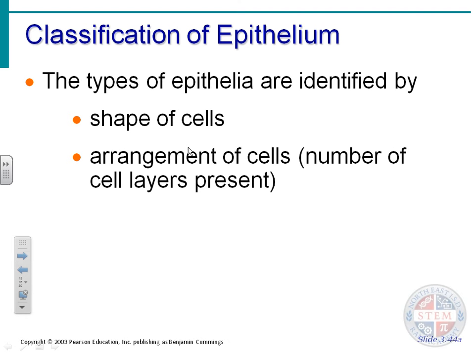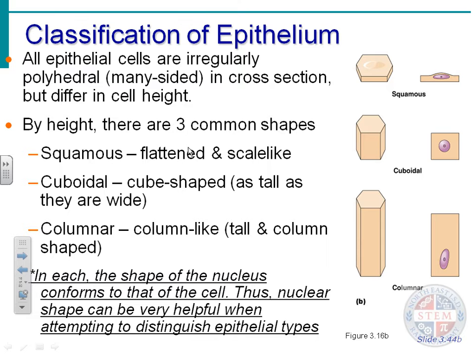Classification. How do we classify epithelial cells? We classify epithelial cells by their shape and their arrangement of cells, which means the number of layers present. Okay? There are three basic shapes. And the way I usually teach it is that we first start off with cuboidal.